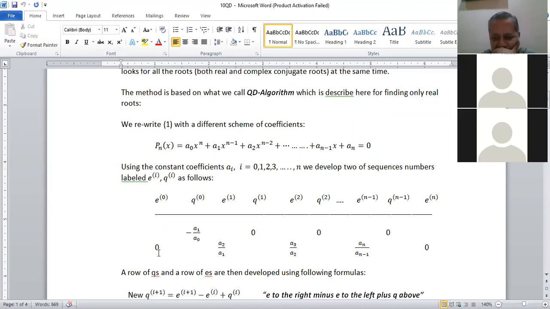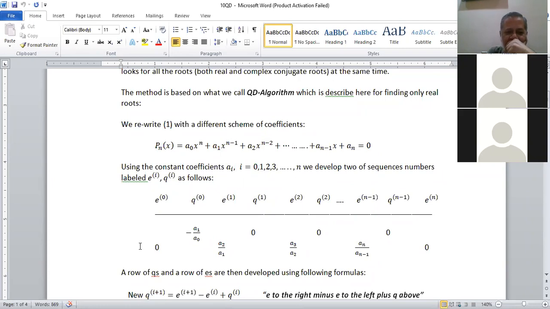Now in the row of E, the first and last element will be 0. This means the E0 column will have every value 0, and the En column will have every value 0. What happens in between? How will E1, E2, E3 be found? E1 will be A2 upon A1, E2 will be A3 upon A2, A4 upon A3, and so on and so forth. The last E value before the 0 value in the last column of E is An upon An minus 1.